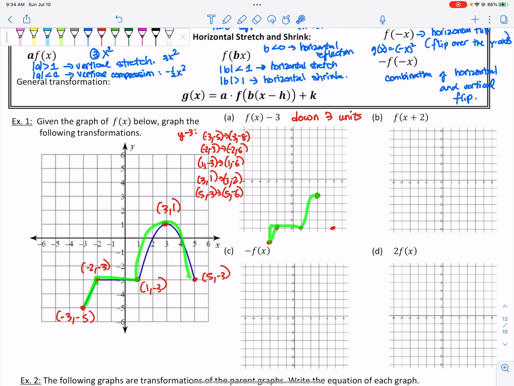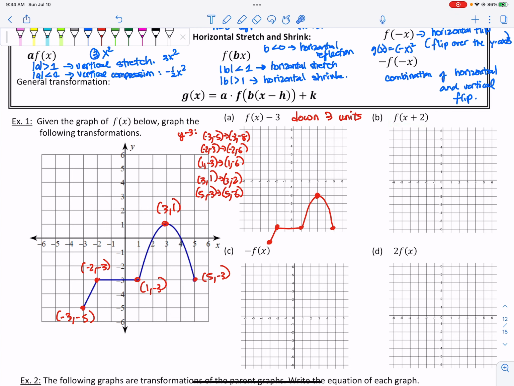So I'm going to just copy that, like that, and then the curvy part right there. All right. So this is what the graph of f(x) minus 3 looks like. Now here we have part B, f(x + 2).